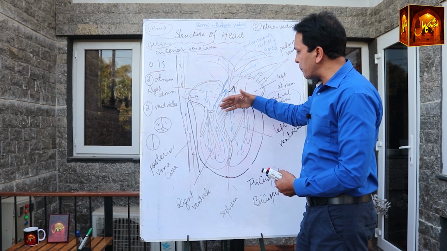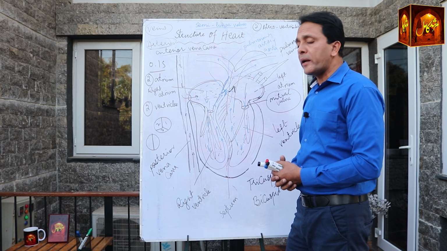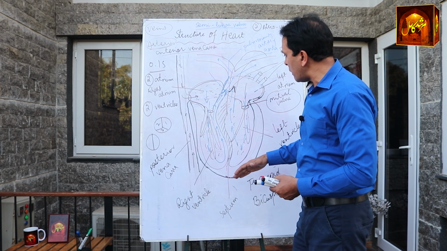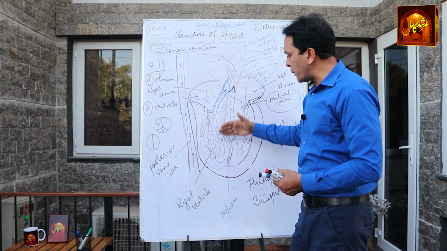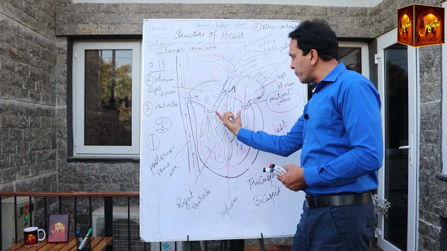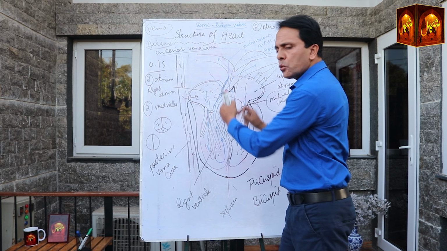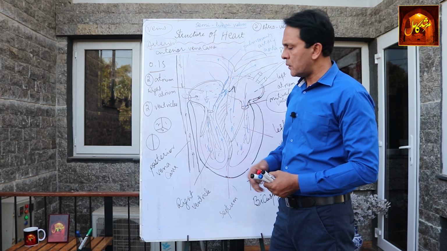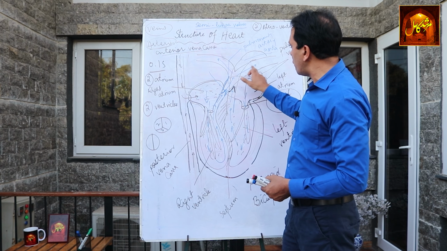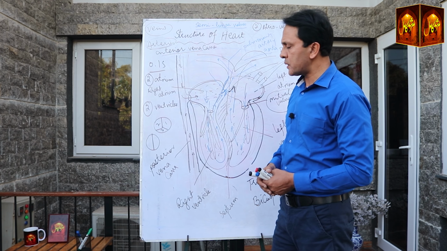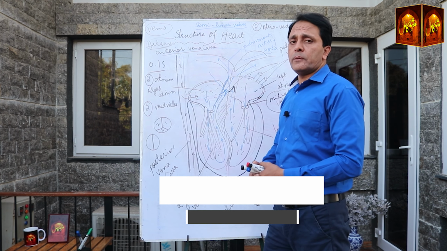These chambers contract at different times. First the atrium will contract and then the ventricle will contract, and blood will flow in a sequential way, from atrium to ventricle. When the ventricle contracts, these atrioventricular valves will get closed. When they get closed, these two semilunar valves get open. When they get open, from the pulmonary artery blood will flow towards the lungs, and from the aorta it will move to all parts of your body.